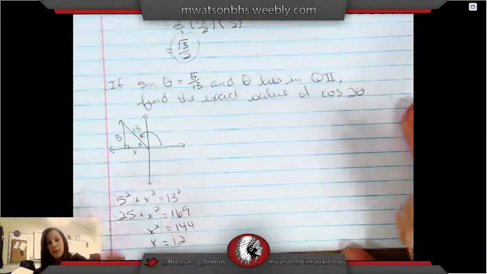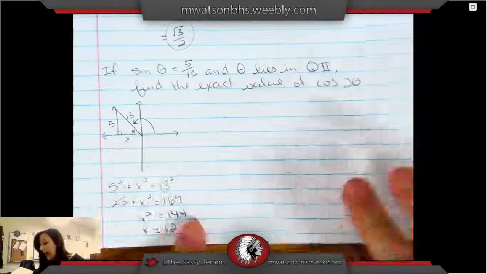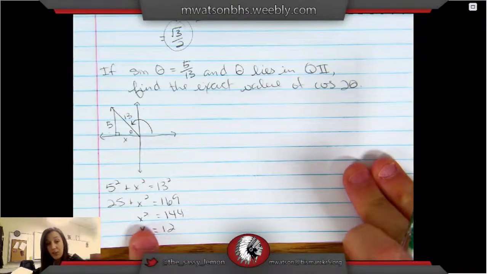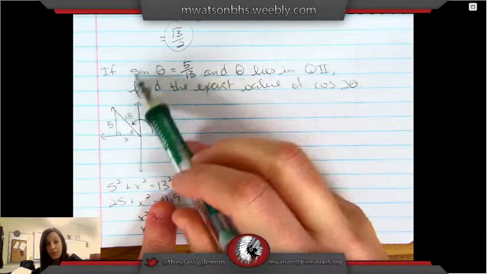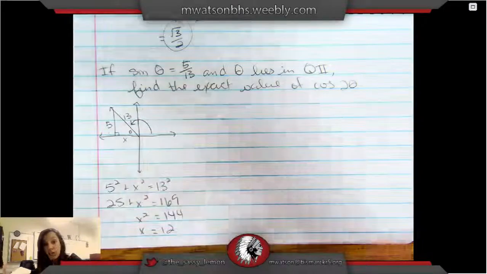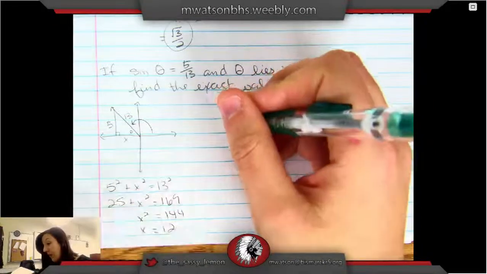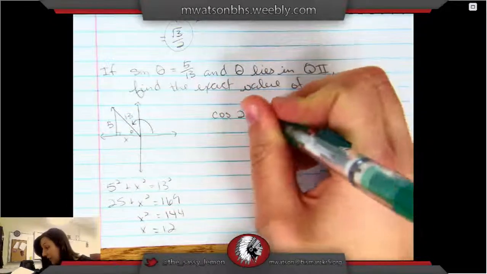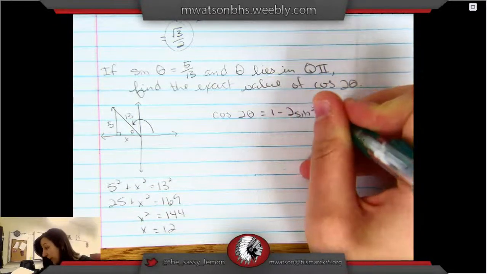So even though we did this work and we found this adjacent side here, we can actually solve the problem without using that information. We can solve the problem with just what's given, because we're given sine and there's a formula that only needs sine. So here we go. Let's write out that identity. Cosine of 2 theta equals 1 minus 2 sine squared theta.